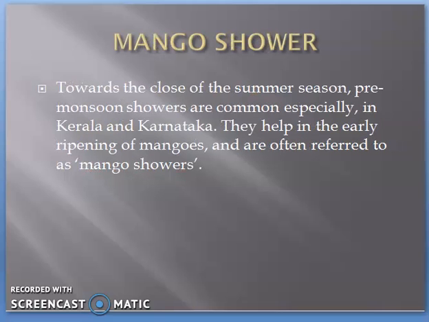And the last one is the mango shower. Towards the close of the summer season, a pre-monsoon shower, very common especially in Kerala and Karnataka, helps in the early ripening of the mangoes. And that is called mango shower. This mango shower is also an important feature of Kerala and Karnataka because it helps in the ripening of the mango. So these all are the characteristics of the summer season.